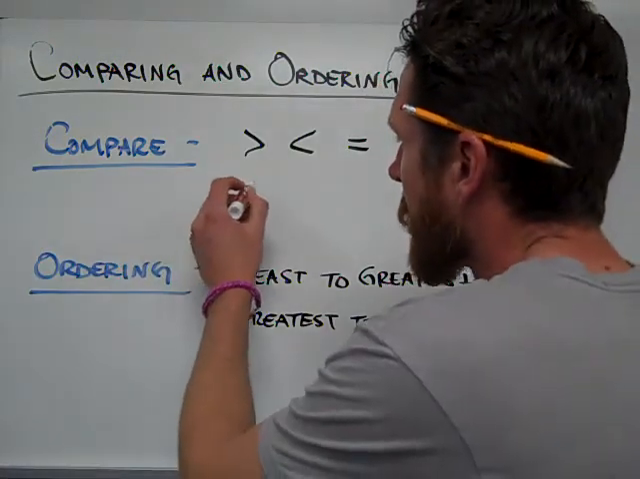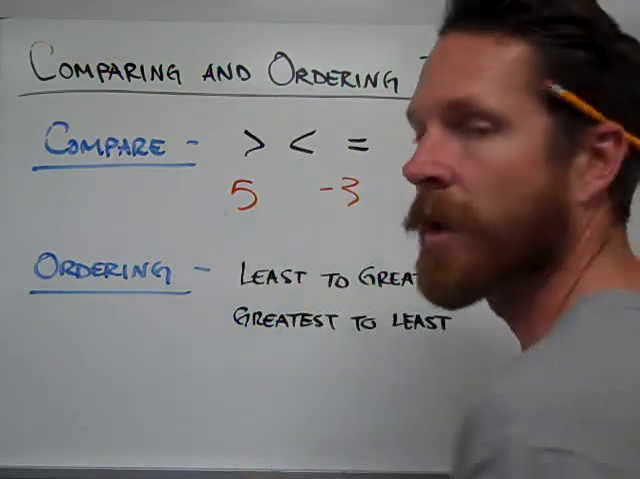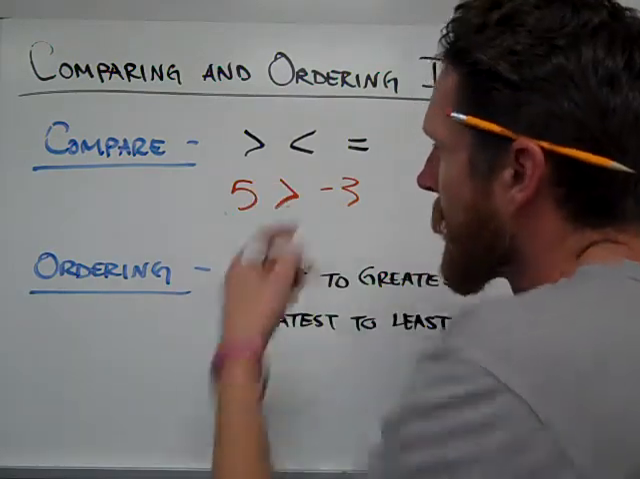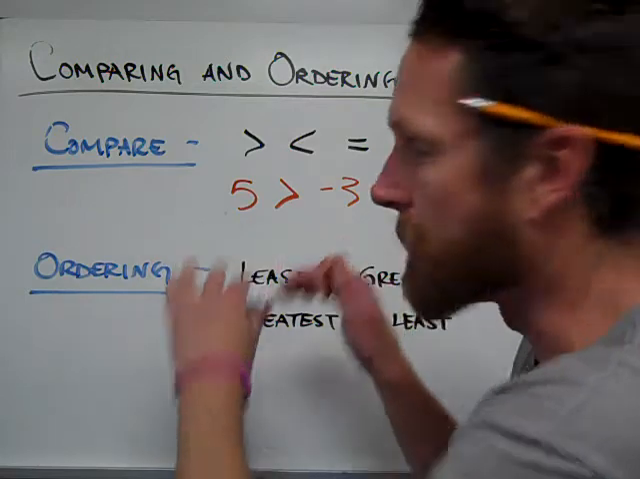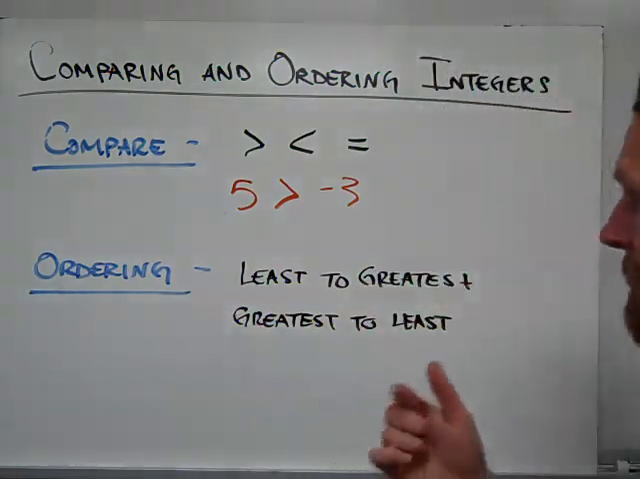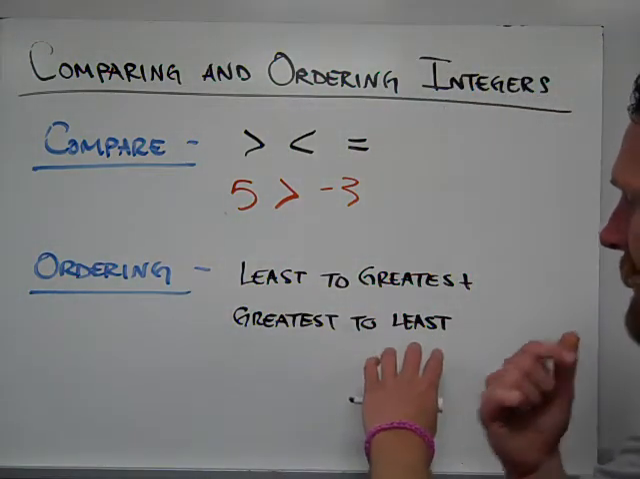So you could have two numbers like 5 and negative 3, and you would say that positive 5 is greater than negative 3. Comparing. Ordering is ordering them from least to greatest or greatest to least.